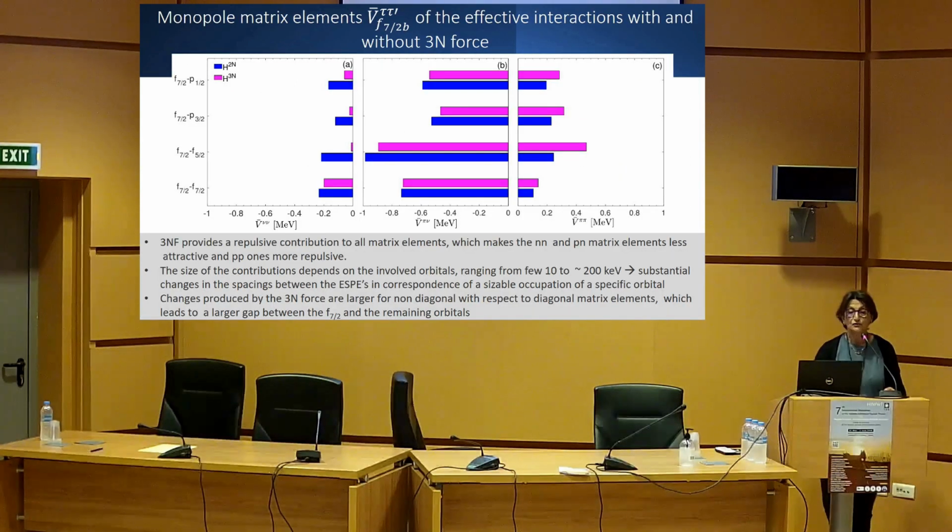This is related to the monopole component, and in particular to the repulsive nature of this component. Namely, I have reported here some matrix elements entering in the nickel calculation, and you may see that three-body forces provide a repulsive contribution to all matrix elements, which makes the neutron-neutron and proton-neutron matrix elements less attractive and the proton-proton more repulsive. However, the size of the contribution depends on the involved orbitals. It is different for each matrix element we consider, and so this produces a substantial change in the spacing between the effective single particle energies.